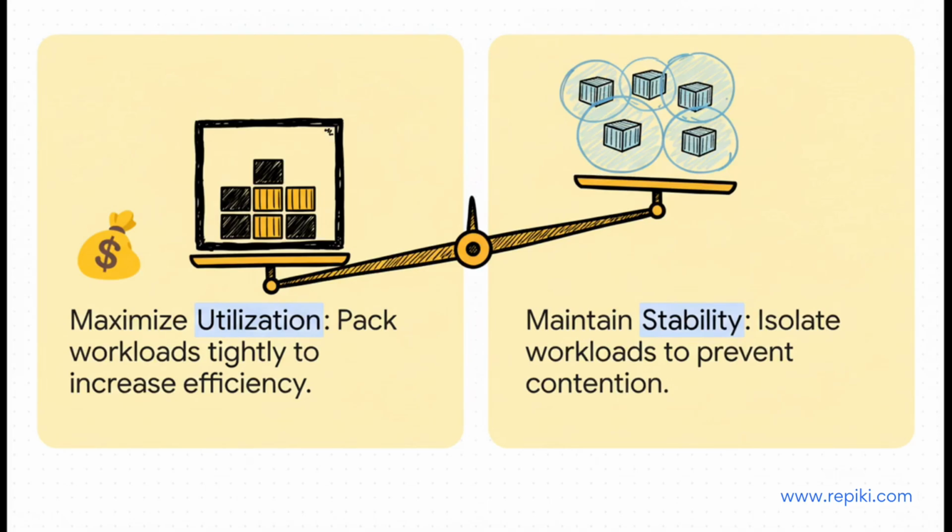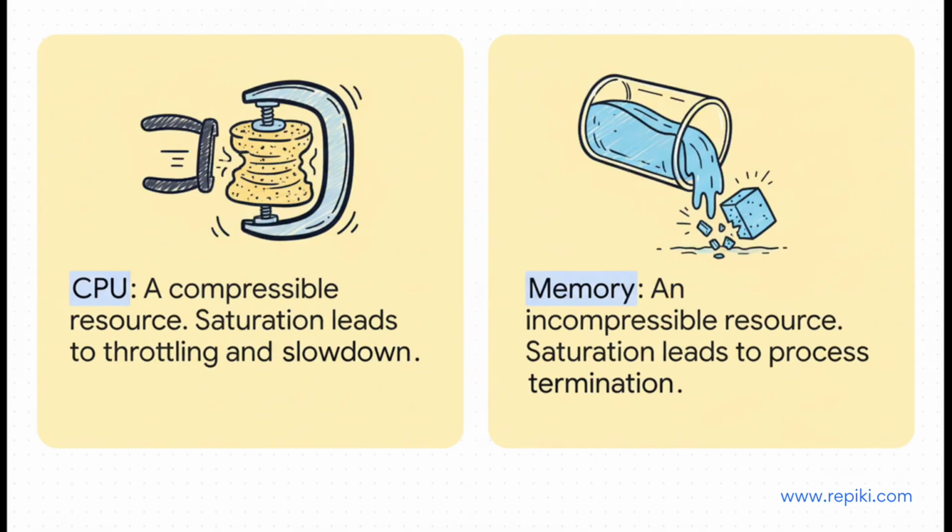You see, Kubernetes is in this constant balancing act, right? On one hand, you want to pack as many workloads onto your nodes as possible to maximize utilization and save money. But on the other hand, you need to keep everything stable and isolated so one misbehaving app doesn't bring down the whole system. And to really get how Kubernetes manages this balancing act, you've got to understand the fundamental physics of the resources themselves.